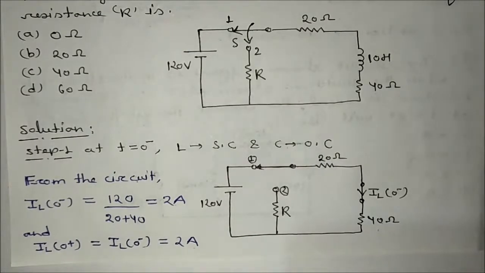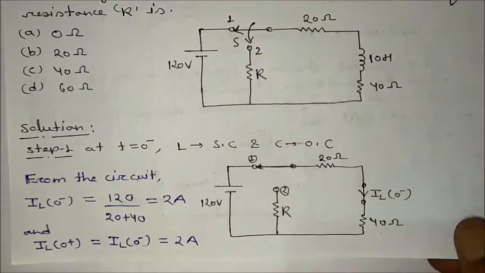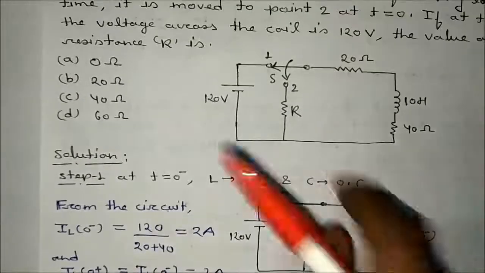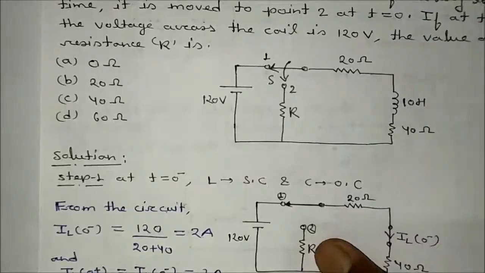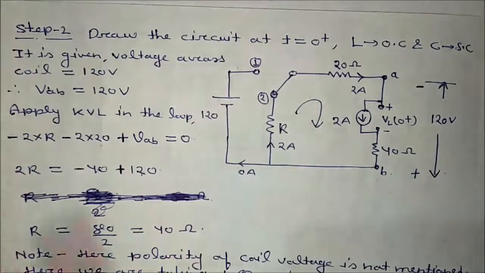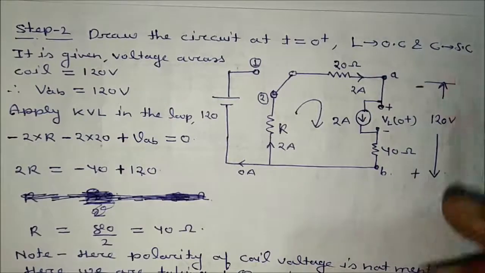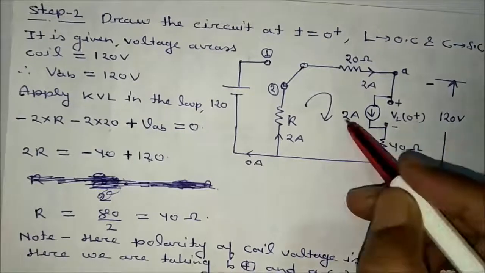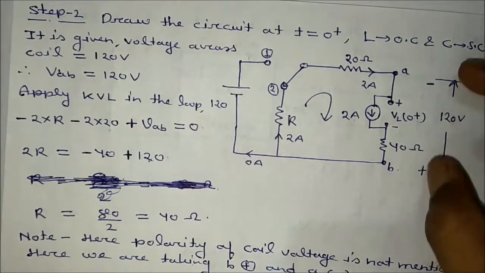Now step 2: draw the circuit at t equal to 0 plus, and the inductor will be replaced by a current source, and the inductance will be open circuited. So I have drawn the circuit for the t equal to 0 plus condition, where the switch is moved to position 2. The circuit will look like this. Is it okay? L will be open circuited, C will be short circuited. That means this is replaced with the current source only. This is VL(0 plus) and this is 2 ampere. It is given that the coil voltage is how much?